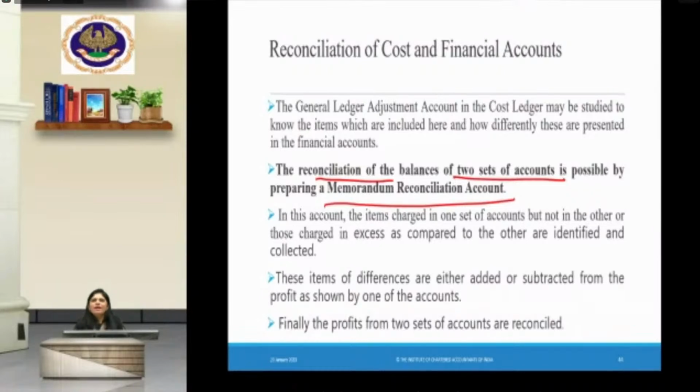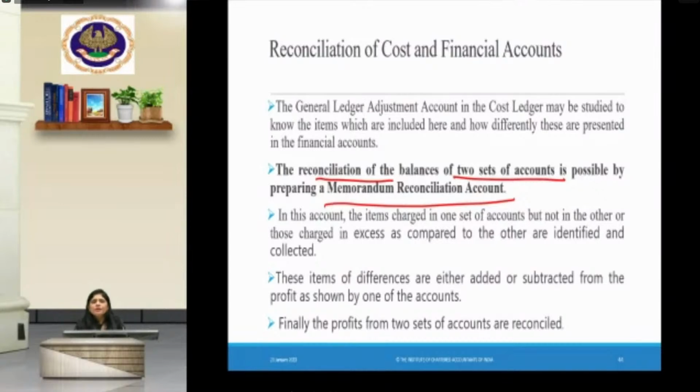Then we add factory overheads. We get the gross works cost. Then we adjust the WIP stock. Opening we add, closing we deduct. We get the works cost. Then we add admin overheads. We get the cost of production. We adjust finished goods stock. We get cost of goods sold. We add selling and distribution. We get cost of sales. Clear? So I hope you know the format of cost sheet.